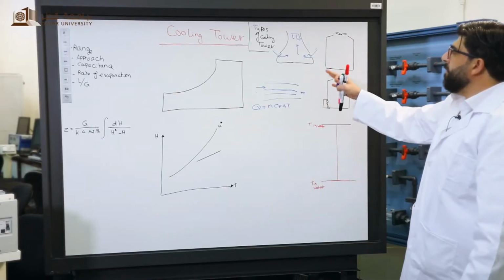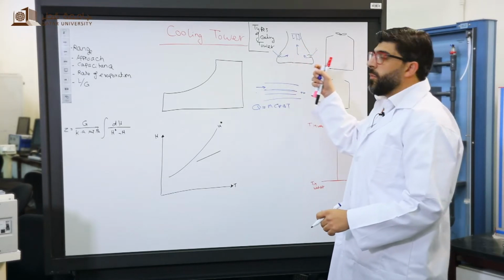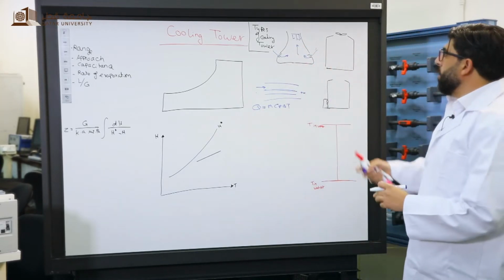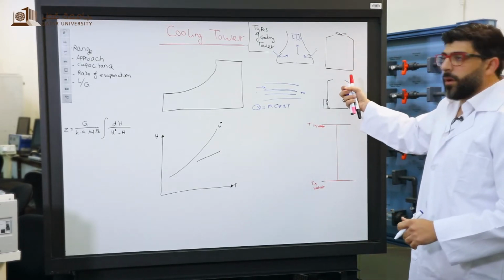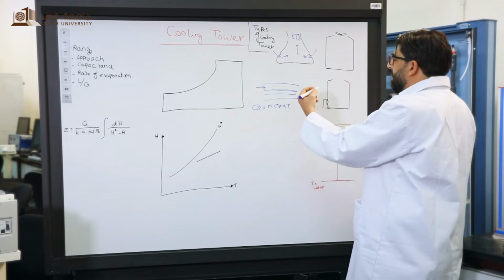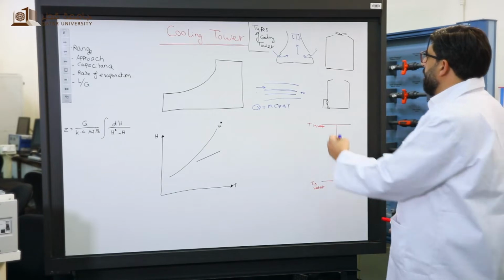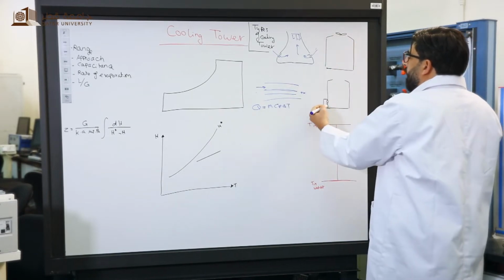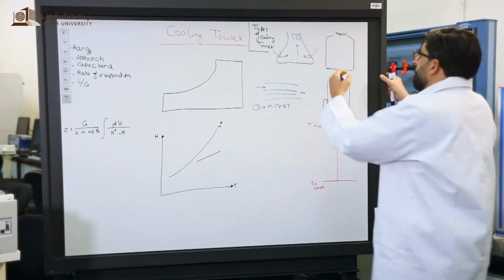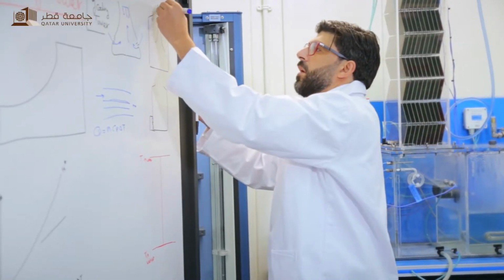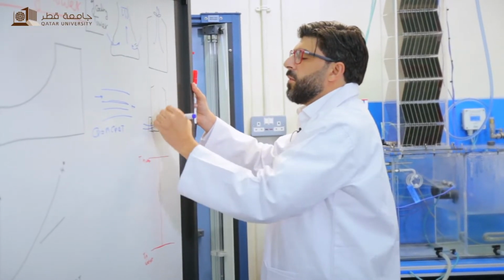This is called the natural cooling tower. We also have the mechanical cooling tower, and we have two types of it. Mechanical cooling tower means that air is driven through the tower by a mechanical force, like a fan. So we have the induced cooling tower and the forced cooling tower. The induced cooling tower induces the air to pass through the tower, and the forced cooling tower forces the air from the bottom to the top.